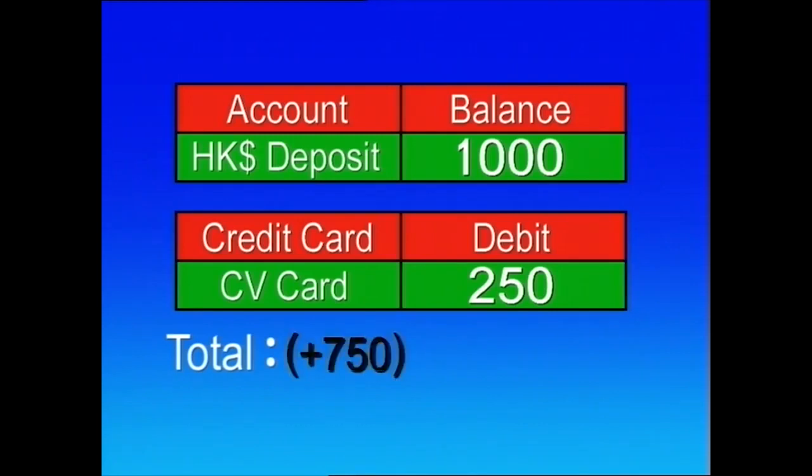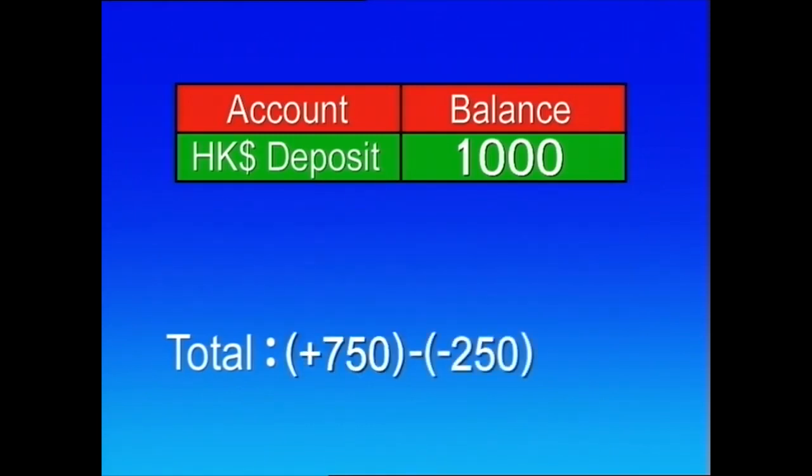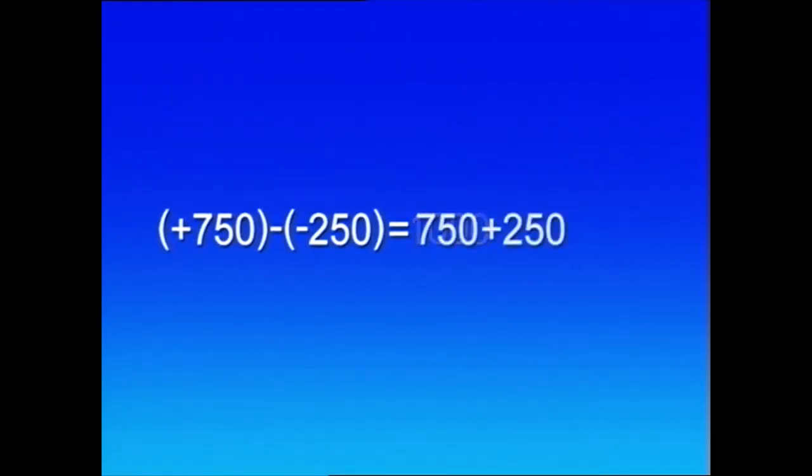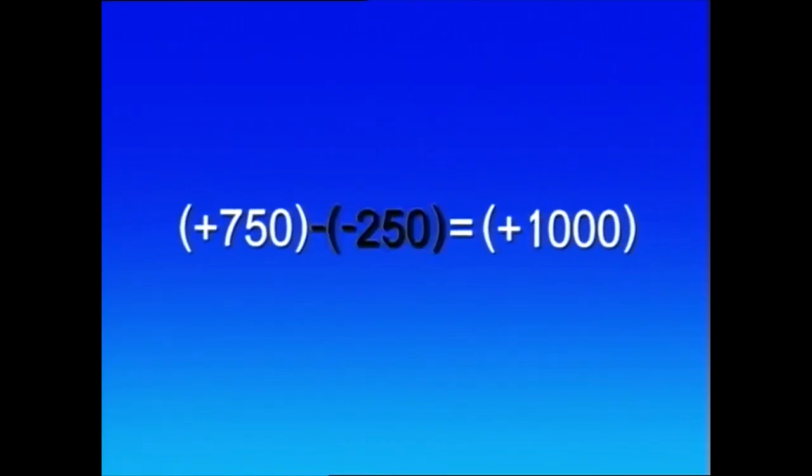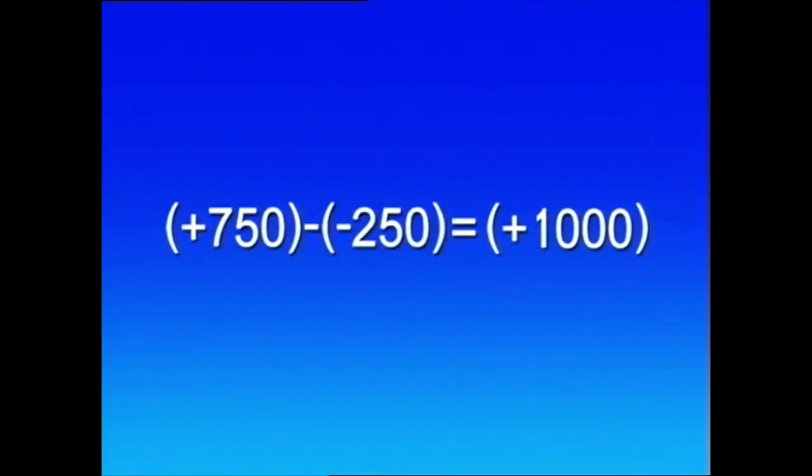Working backwards, you now have positive $750 left in your account. Deduct the negative $250 you spent on your credit card, and the result is positive 1,000, the original amount in your account. 1,000 equals positive 750 plus positive 250. To subtract negative 250 is the same as adding positive 250. Thus, when a negative number is subtracted from a negative number, the value increases instead of decreases.